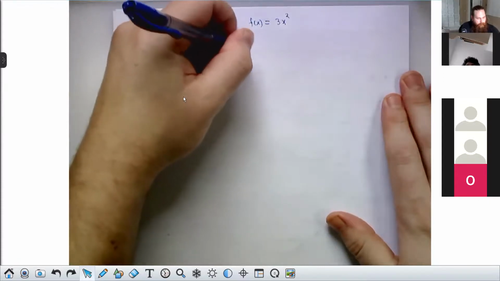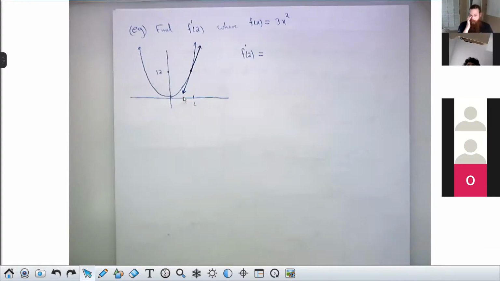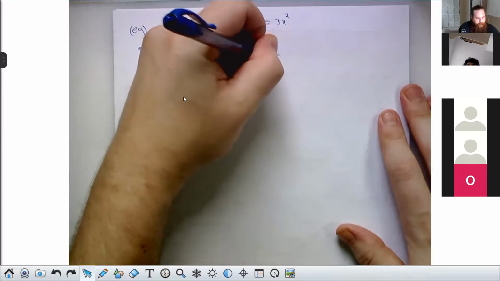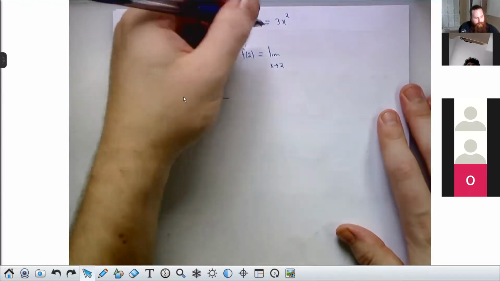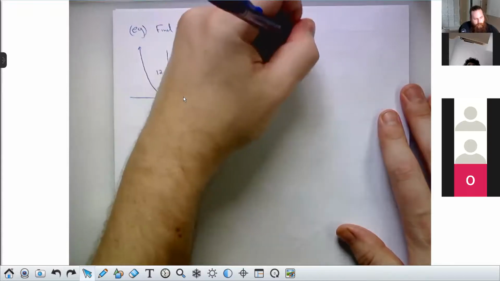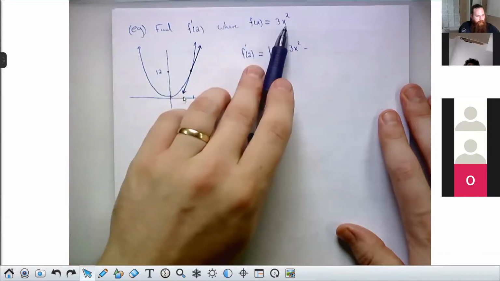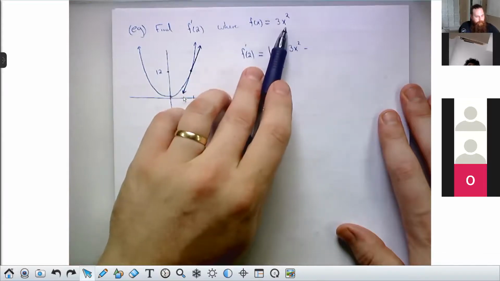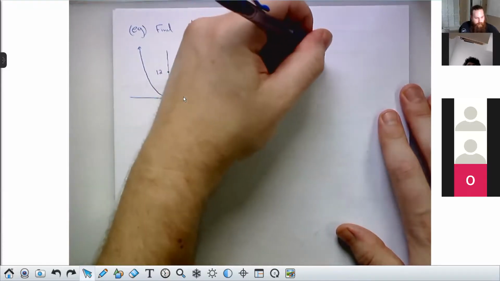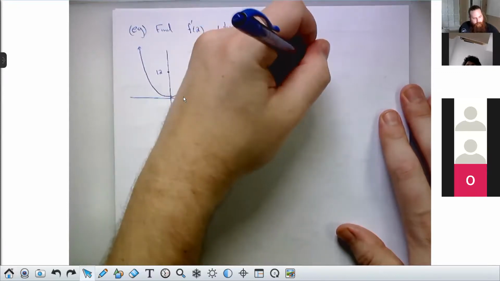F prime of 2, according to my limit definitions here, I can use either one. I could evaluate this as the limit as x approaches 2 of f of x, which is 3x squared, minus f of a. Here a is 2, so f of a is 3 times 2 squared, is 3 times 4, is 12, like we said earlier, over x minus a, and again, a here is 2.